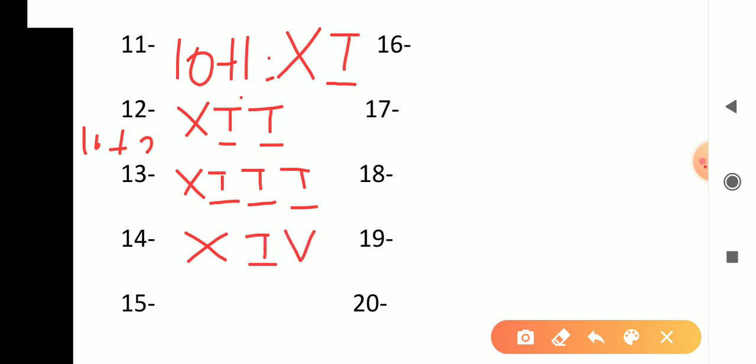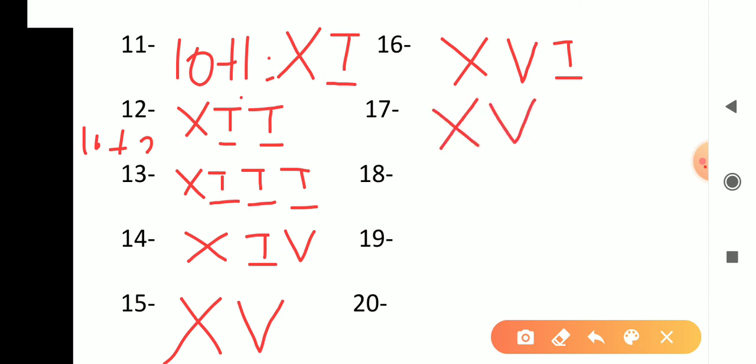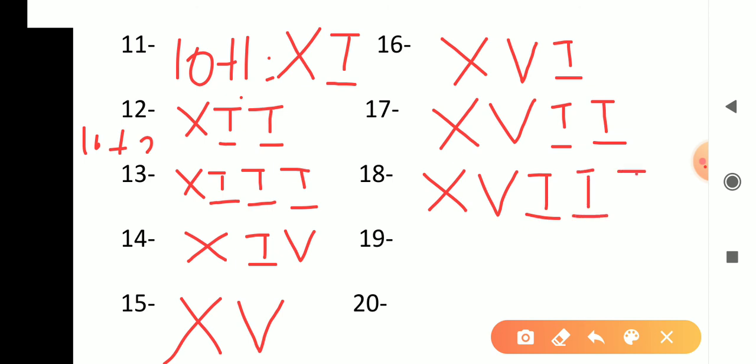10 plus 4, 14: XIV. 15: X stands for 10, V stands for 5, so XV. Then 16: X stands for 10, V stands for 5, I stands for 1. We have to write it on the right side, okay? If we write on the right side, it is addition. If we write on the left side, it is subtraction. Then 17, XVII, and 18, XVIII.